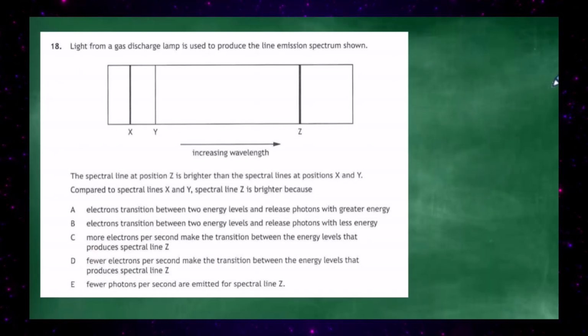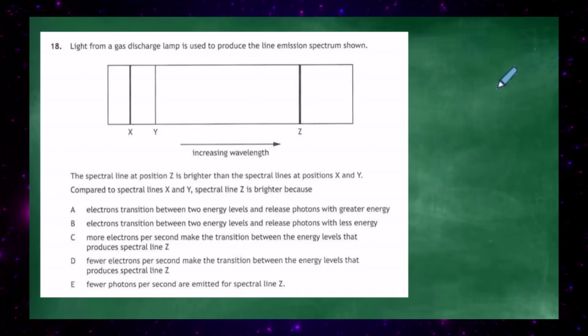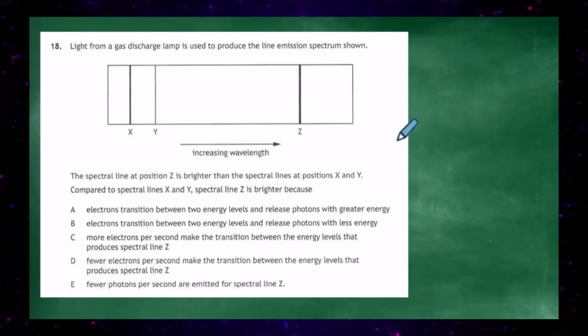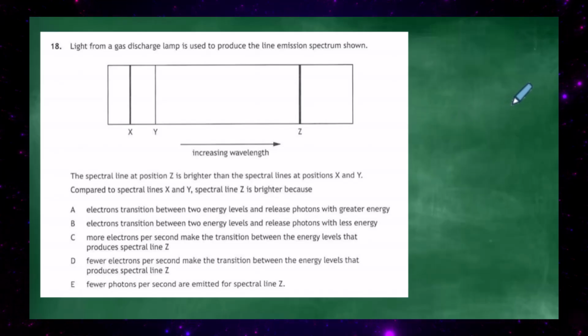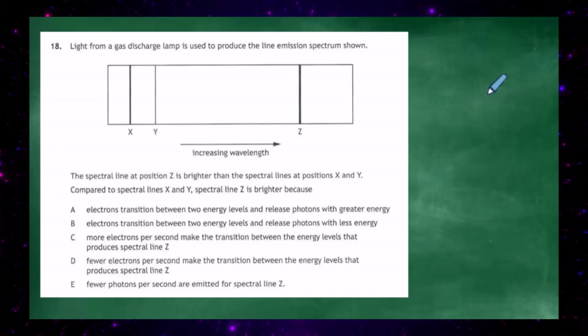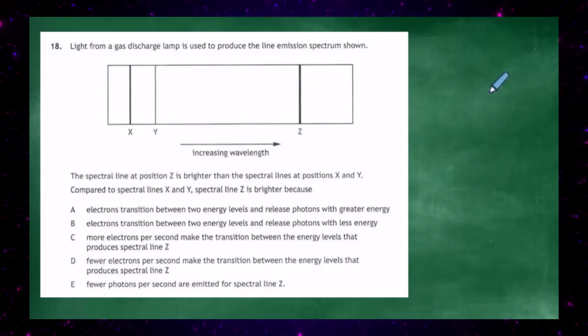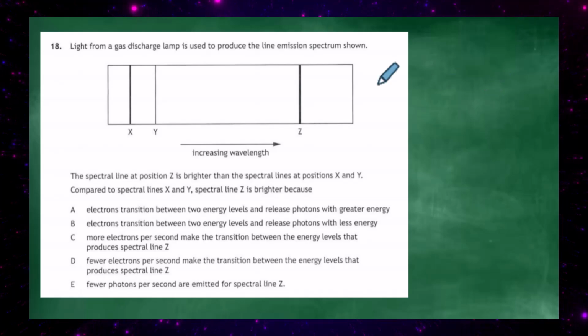Question 18. Light from a gas discharge lamp is used to produce the line emission spectrum drawn as shown, X, Y and Z, and that's the increasing wavelength this way. The spectral line at position Z is brighter than the spectral lines at position X and Y. And the reason for that is we can just know right away that if it's a brighter spectral line, we know that more electrons are making that particular transition to give out that line there.